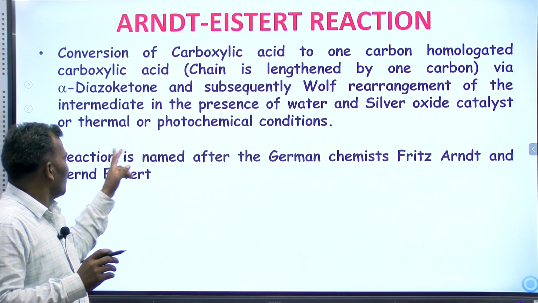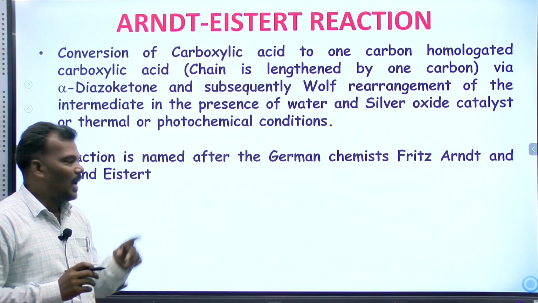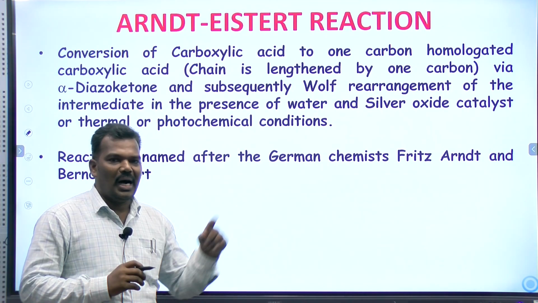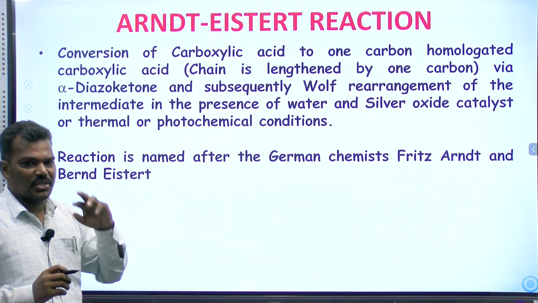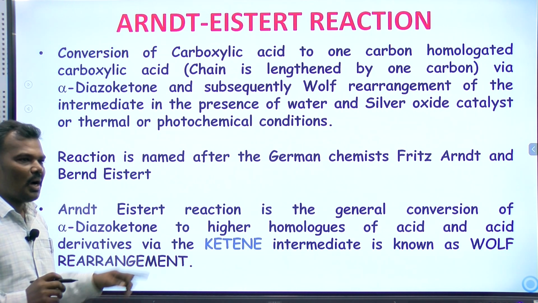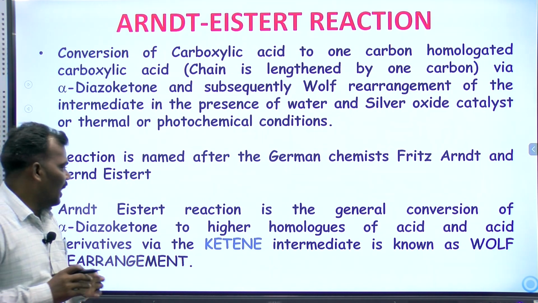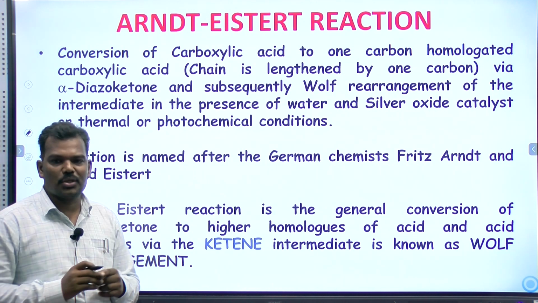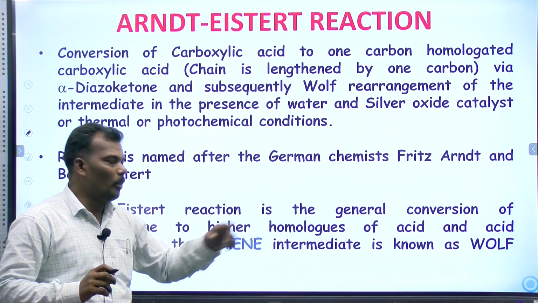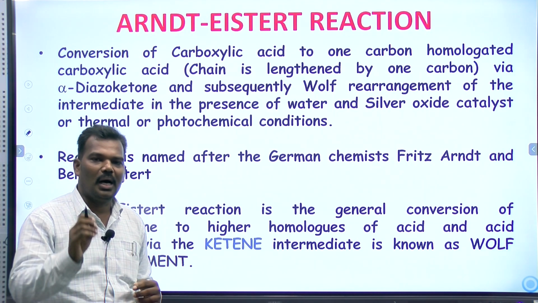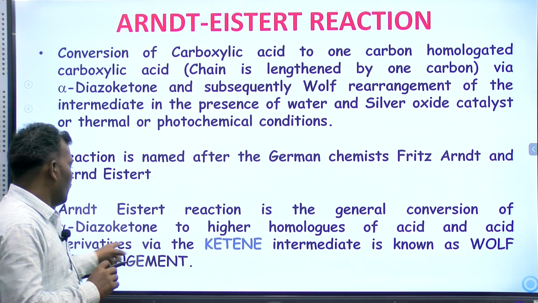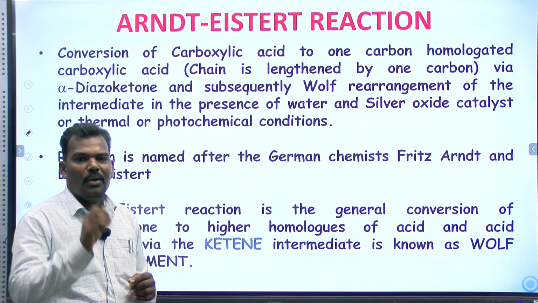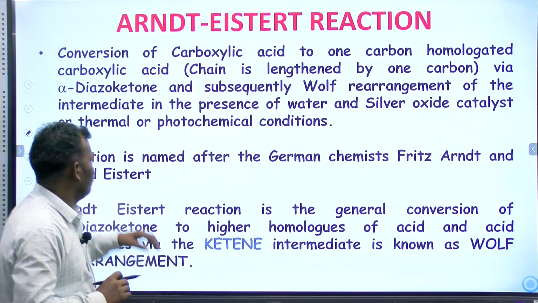The reaction was named after the German scientists Fritz Arndt and Bernd Eistert. So the Arndt-Eistert reaction is the general conversion of an alpha diazoketone to higher homologues of acid or acid derivatives via the ketene intermediate, which is known as the Wolff rearrangement.